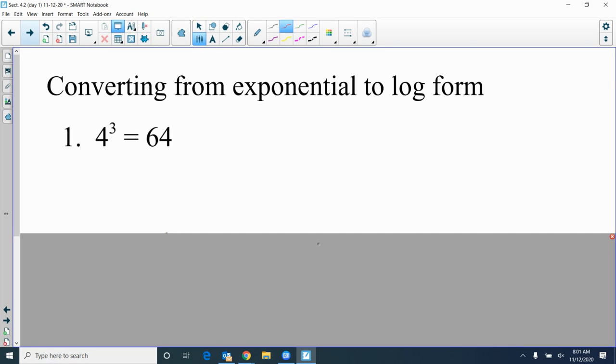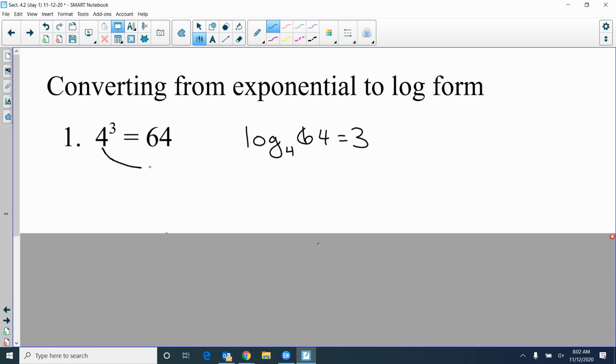All right, converting from exponential to log form. You need to take any exponential and be able to write it as a log. In this case, 4 to the third power equals 64. The answer to a log is always an exponent. So how we do this is the log base 4 of 64 equals 3.